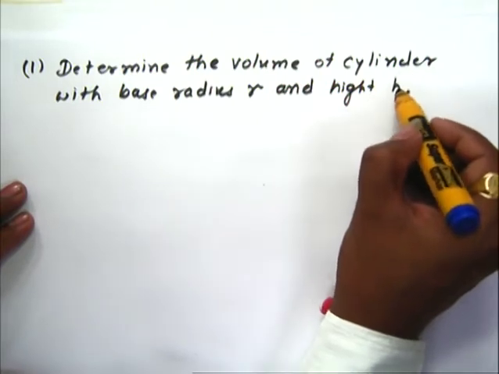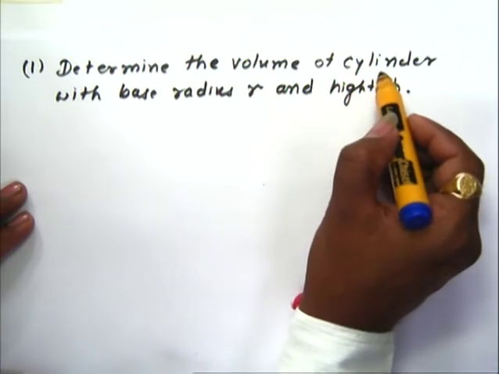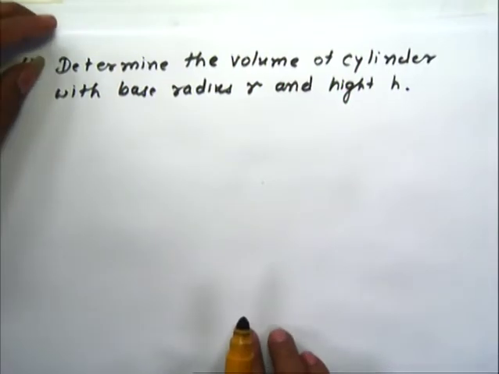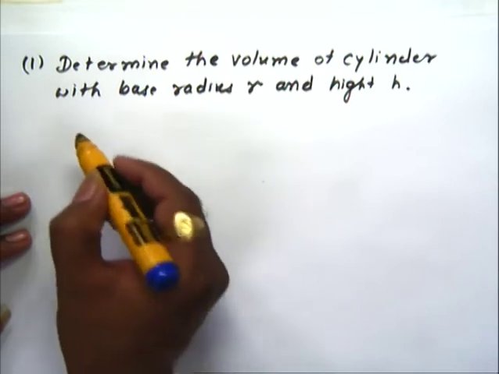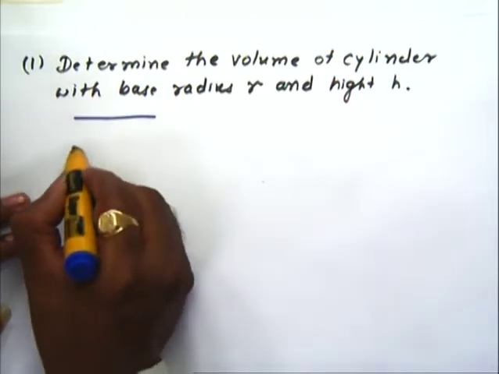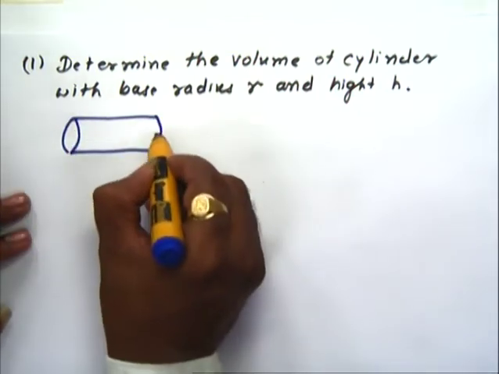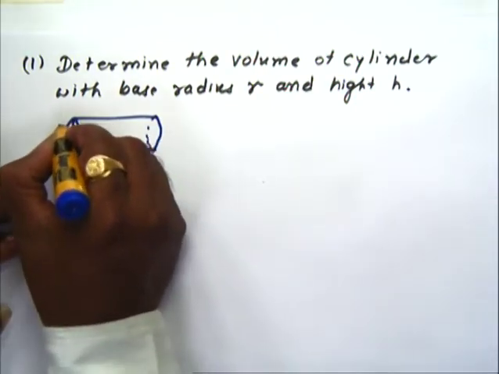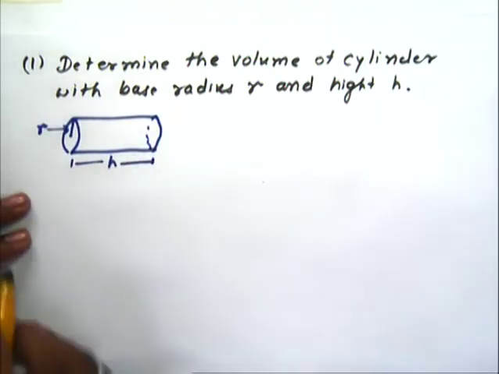We all know that the formula of volume of cylinder is pi r square h. But let's find it or let's derive it. How to find? So we all know that what is cylinder? Cylinder is like this. This is cylinder. This radius is r and this height is h.